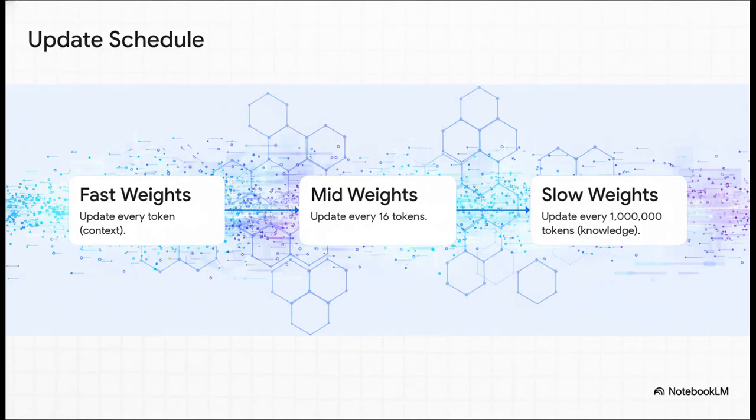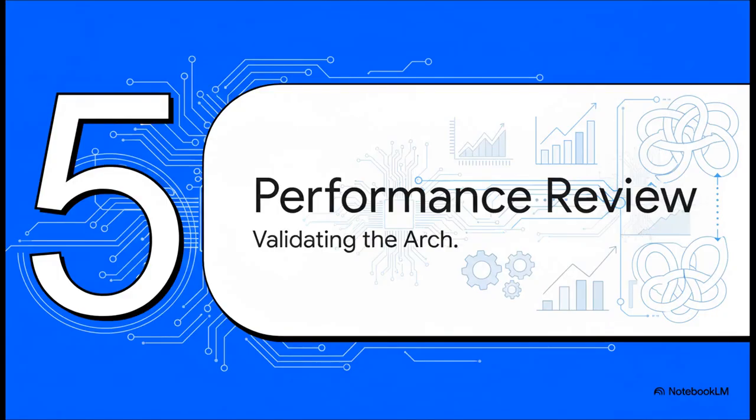Now, let's look at the update schedule, because this is wild. The fast weights, which handle immediate context, they update on every single token. Mid-weights update every 16 tokens. But get this, the slow weights, the model's core knowledge base, they only update once every million tokens. This is where you get these massive efficiency gains. The biggest part of the model is dormant in terms of writes 99.9999% of the time, which just slashes the computational burn rate.